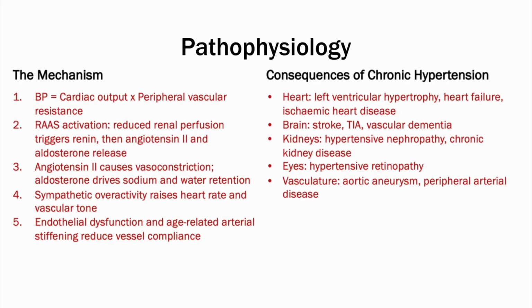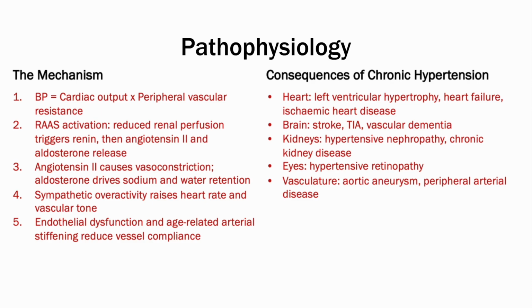pathway directly. Alongside RAAS, sympathetic nervous system overactivity increases heart rate and vascular tone. Endothelial dysfunction reduces nitric oxide-mediated vasodilation, and with age, the arterial walls stiffen and lose their normal compliance, which raises systolic pressure in particular. The consequence of all of this, if left untreated, is chronic damage to the organs that are most sensitive to pressure and flow.